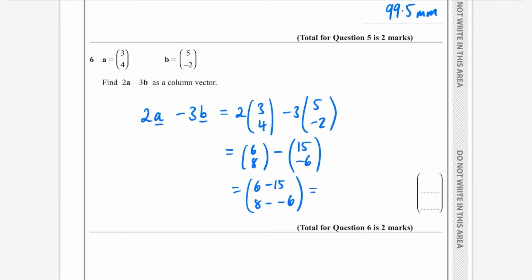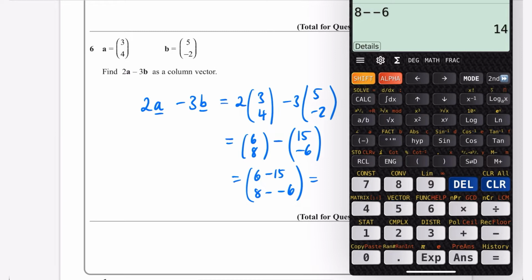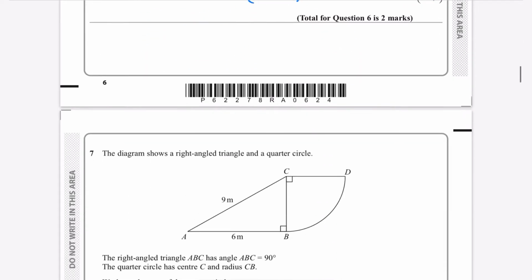And you can put this on your calculator if you just want to make sure that you're getting it right. So we'll do the 6 minus 15. Great, that's minus 9, and then 8 minus 6 is 14. So it's minus 9, 14. Try and do as much on a calculator as you can do so that you're not making any silly mistakes like positives and negatives and stuff.